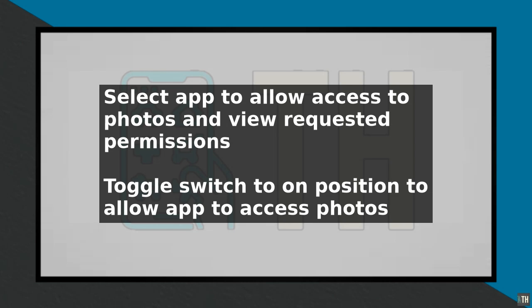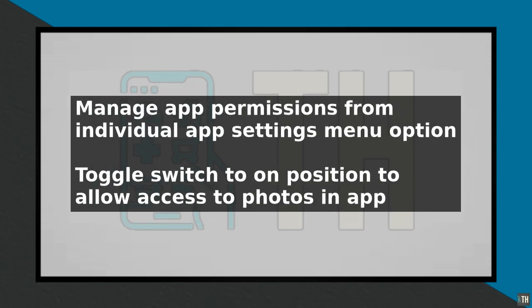Alternatively, you can also manage app permissions from the app's individual settings. To do this, open the app and go to its settings menu. Look for the option to manage permissions or access to photos and toggle the switch to the on position.